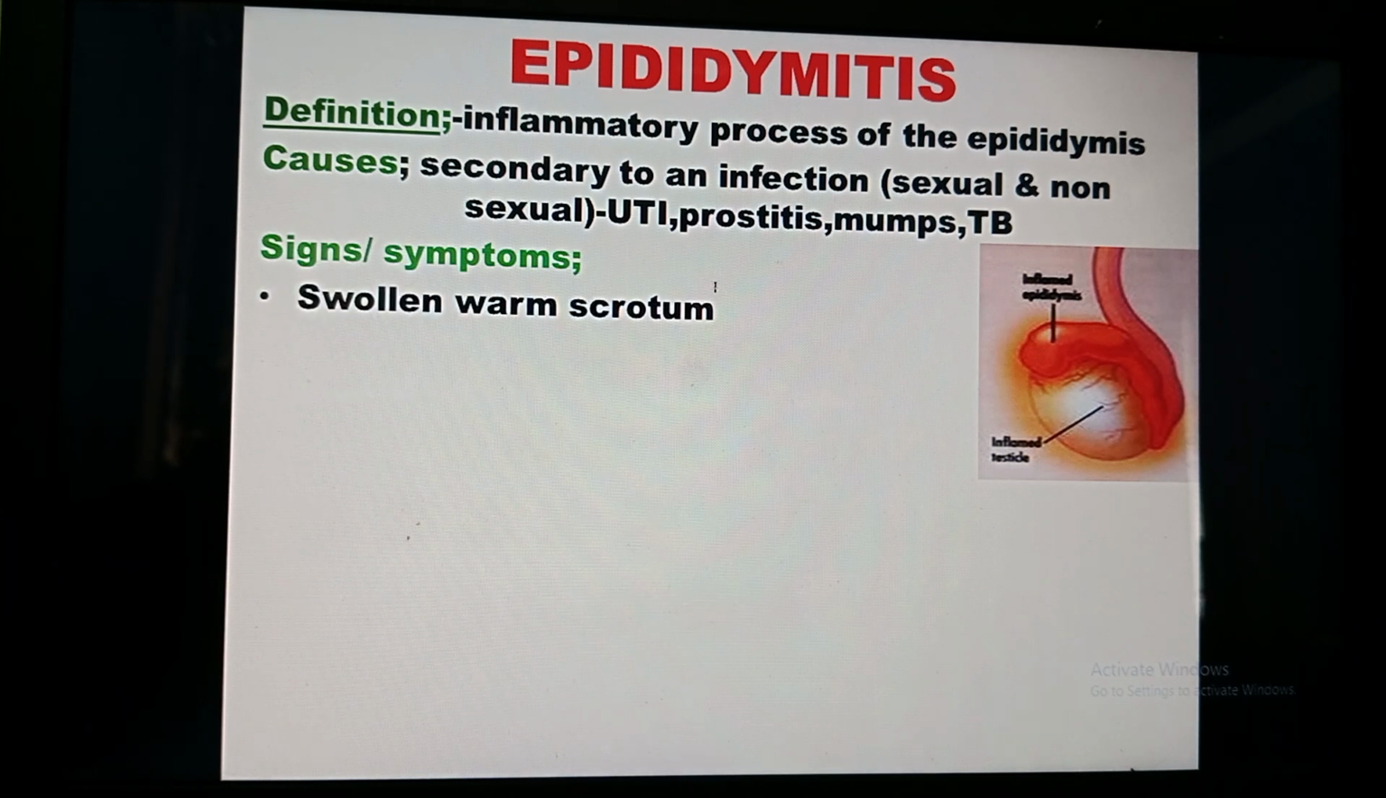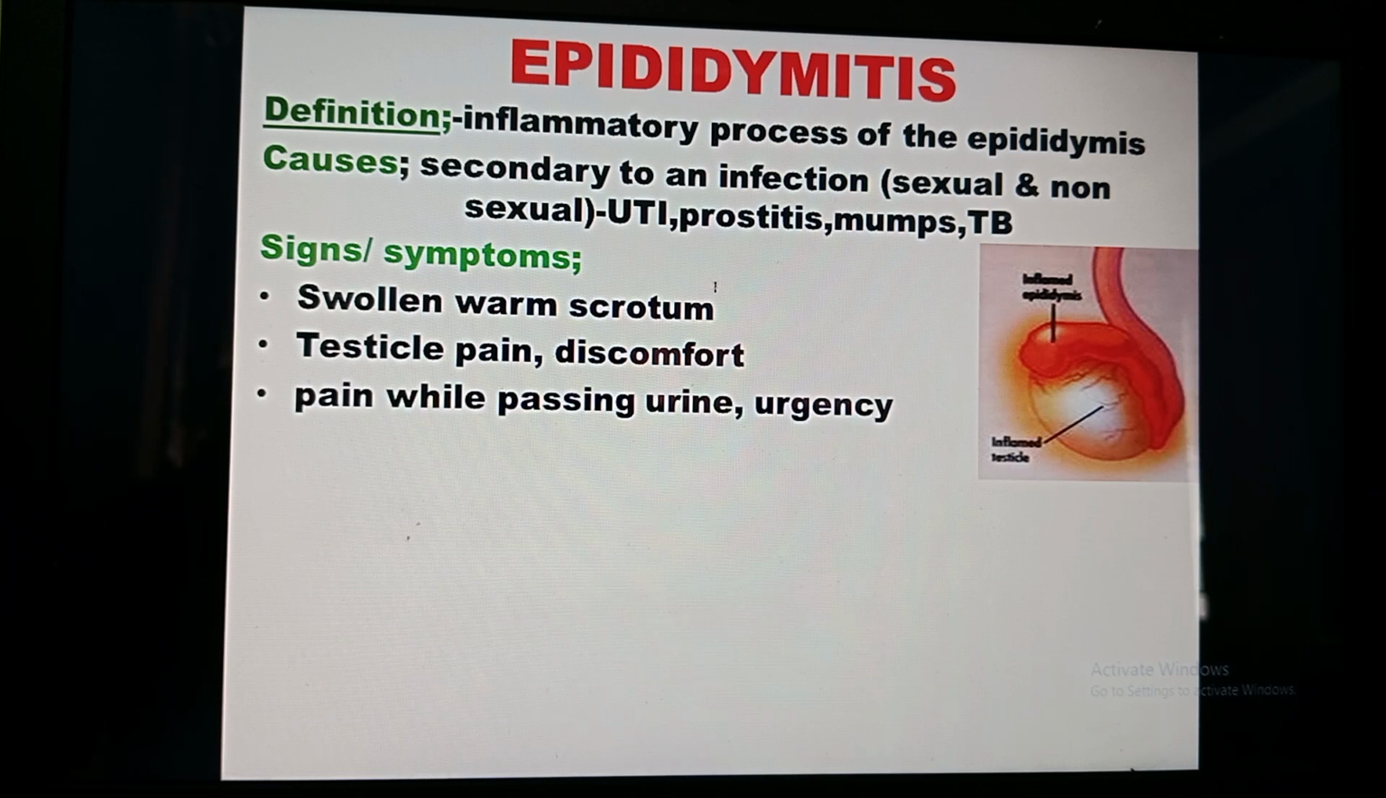What may be the signs and symptoms? If the condition is severe, the scrotum will be swollen, and when touched it will be very warm. Testicular pain will be there, and discomfort. Pain while passing urine, urgency to pass urine, and an urge to pass urine very often.